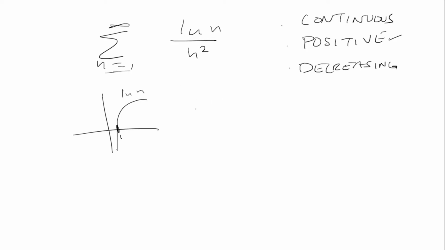Decreasing, well, ln of n over n squared. So n squared has a bigger magnitude, like it's much stronger than ln of n. So in general, n squared is bigger than ln of n. To convince you, you can always take the derivative of ln of n over n squared to show that it's decreasing.